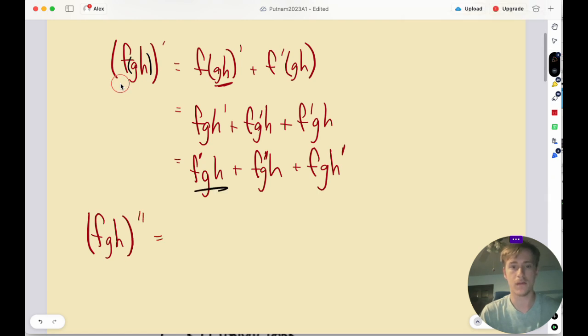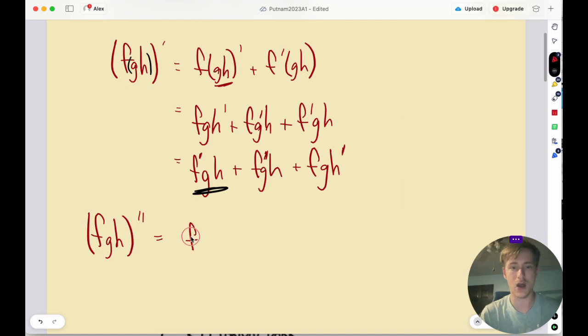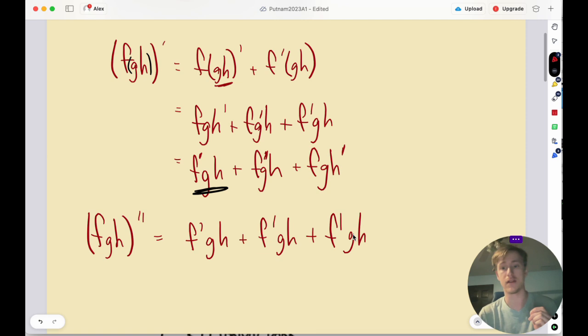For the first 3 terms, we're going to copy down f prime g h 3 times. You can work this out to make sure that this is correct. But then the second derivative is going to go in one of 3 places. For the first term, we'll put that on f. Second term, we'll put it on g. Third term, we'll put it on h.